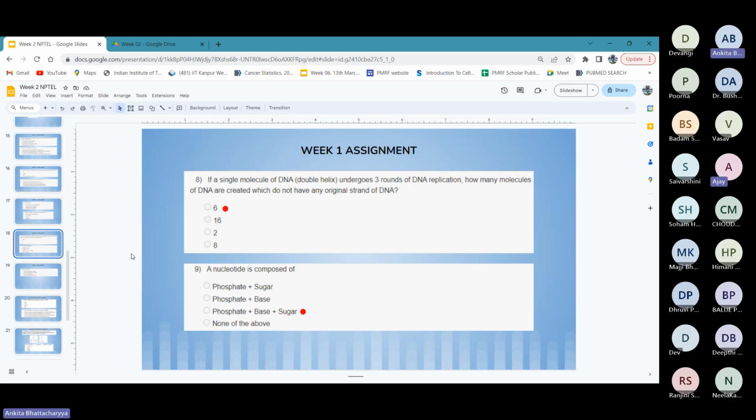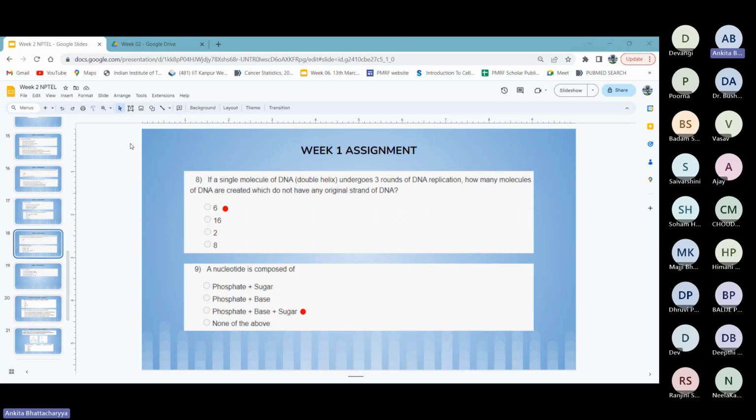Question number 8. How many molecules of DNA are created which do not have any original strands of DNA? Right. So only 8 strands are formed. Out of that, two are parental strands. 8 minus 2, 6 will be there. That's how I had written 6, but you just said 12. That's why I got confused. I might have been wrong.